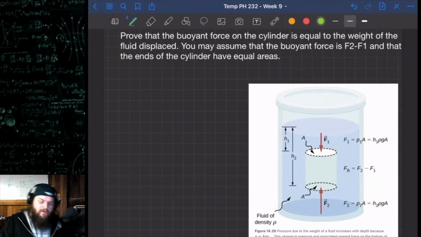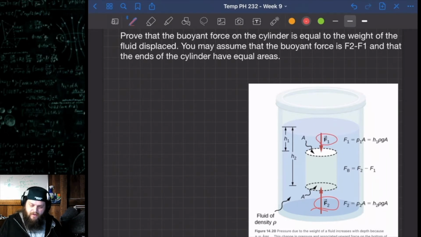Now, we want to prove that the buoyant force of the cylinder is equal to the weight of the fluid displaced in this case. We can assume that the buoyant force is force 2, which is the force down here at the bottom, minus force 1, which is the force on top, and that the ends of the cylinder have equal areas. That just makes our calculations a little bit easier.